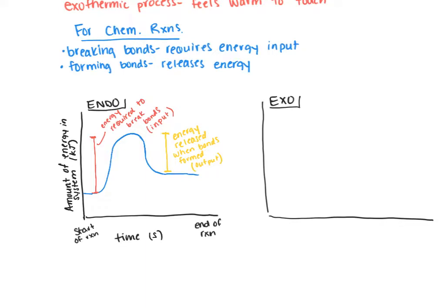So notice we still have this difference here. So we have a difference from how much energy we had when we started. We have more energy in the system at the end of the reaction. So you have more energy at the end of the reaction. That means that this reaction was endothermic because it took in a net gain in energy.